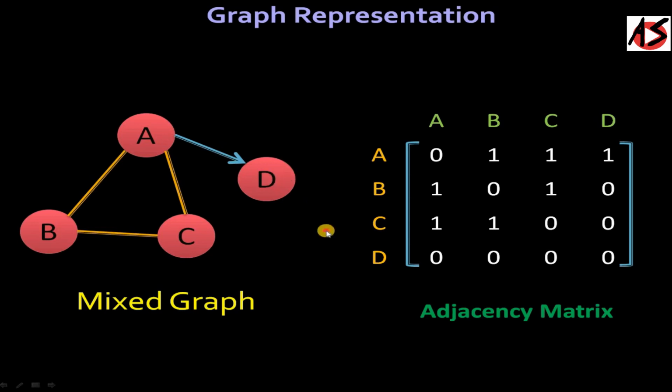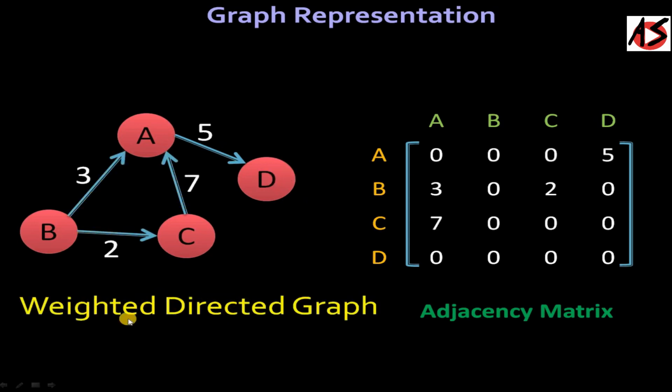Moving ahead, if you have a weighted directed graph, then instead of 1, you write the weight of the edge. So here if you see A to D, its weight is 5. So here you can see the A row and D column, and you write 5 here.